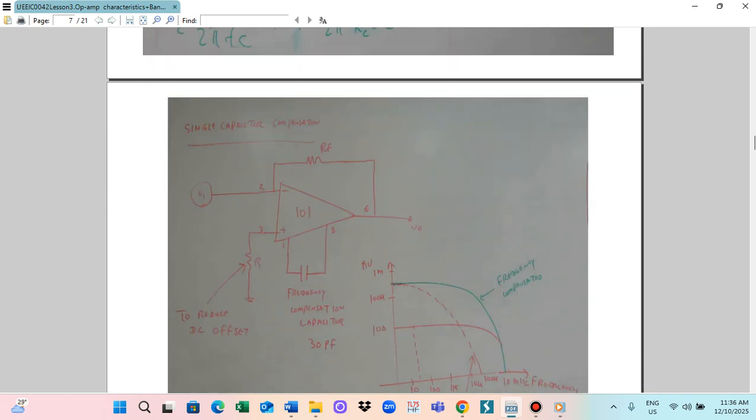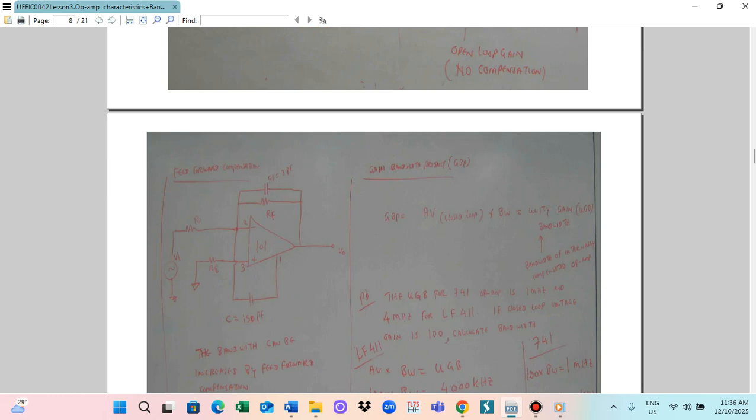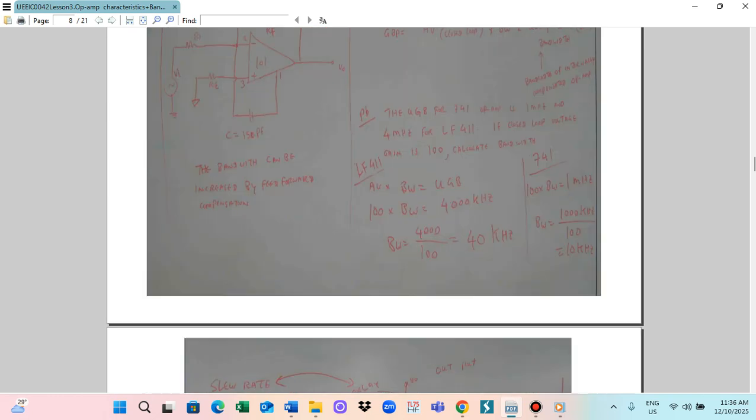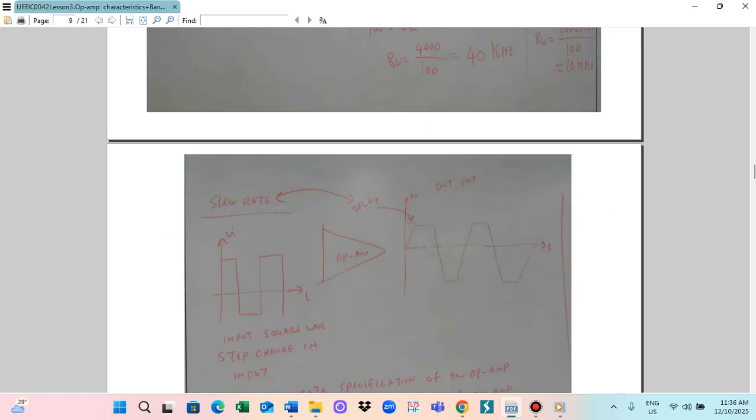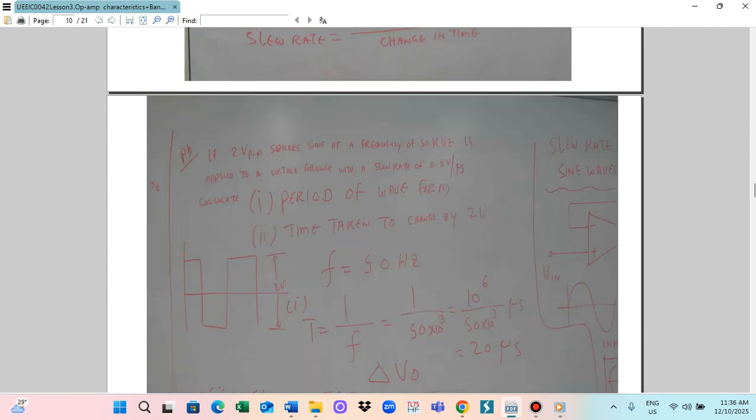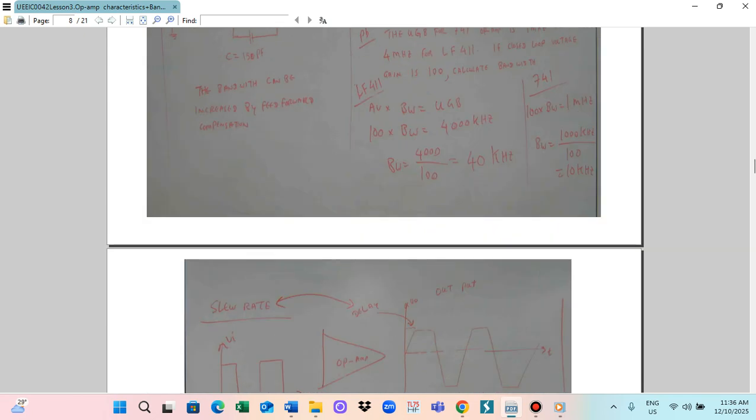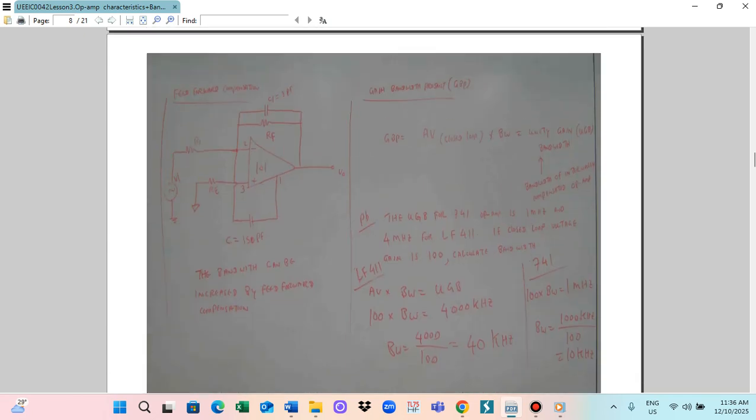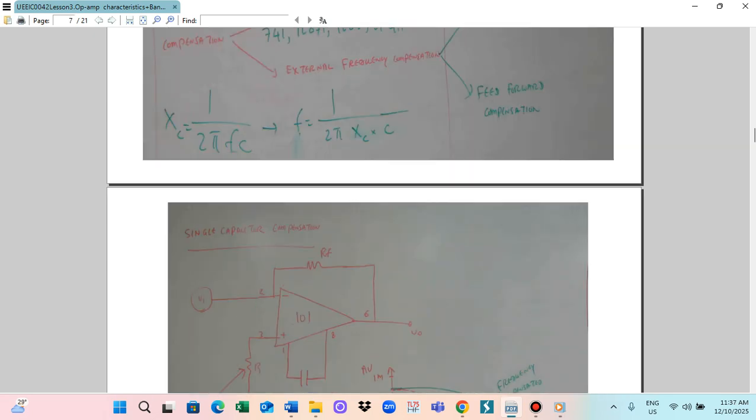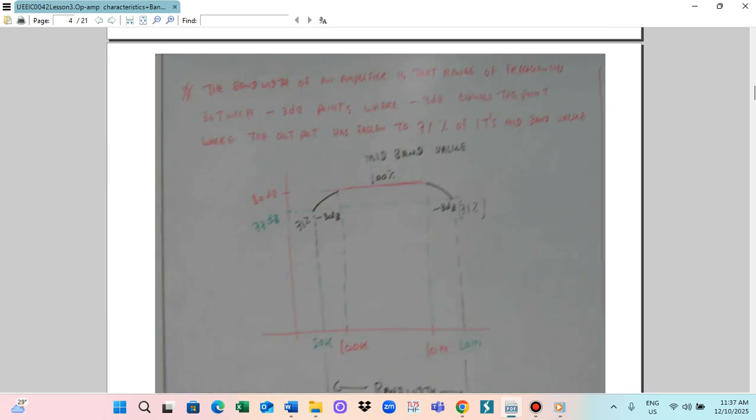Most of the operational amplifier 741 ICs already have an internal compensation circuit. But if you want to use a frequency beyond their specification, you have to attach an external compensation. That can be a single capacitor or a feed-forward compensation circuit. And I also give you the gain bandwidth product equation to calculate the bandwidth, and the slew rate can also be calculated.